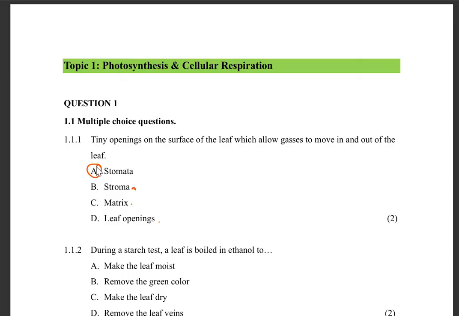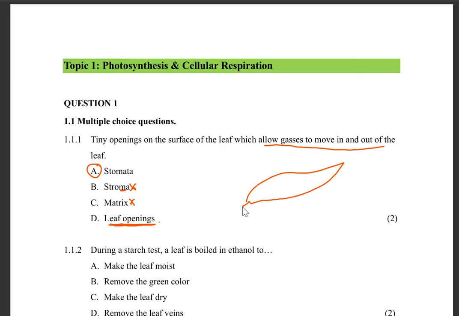Okay, so not the stroma. The stroma, you find it inside a chloroplast. So that is definitely wrong. Matrix, the liquid substance of a mitochondria, that's wrong. Leaf openings, we don't know what leaf openings are. These leaf openings that we're talking about is the stomata. So this part is also a giveaway because it's talking about gases moving in and out of the leaf.